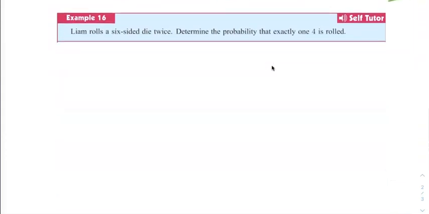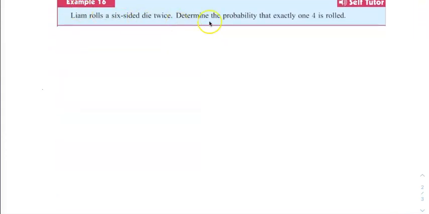Next one. Liam rolls a 6-sided die twice. Find the probability that exactly one 4 is rolled. So here's the key. It says exactly one 4 is rolled. So we're going to roll it 2 times. And we want to get 4 and not 4 basically, right? Because you want to get only one 4. So 4 and 4 is not good for us. So we want 4 and something that's not 4.